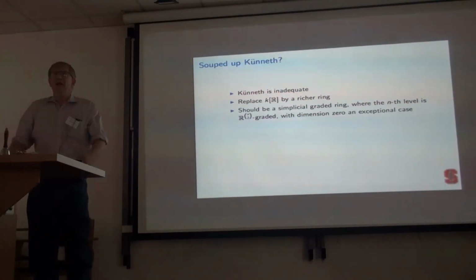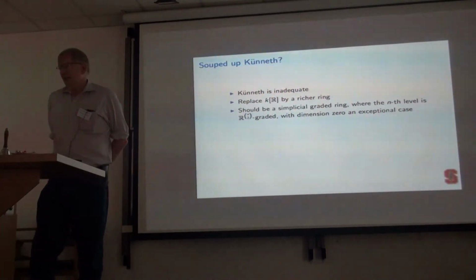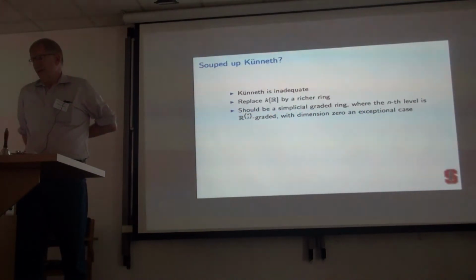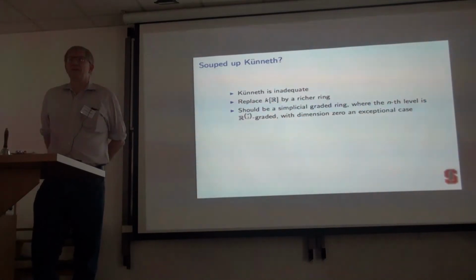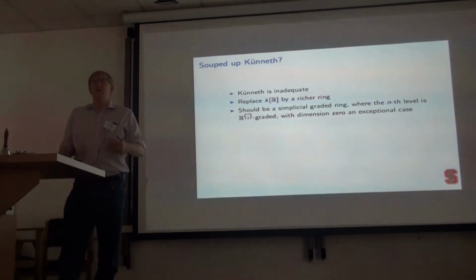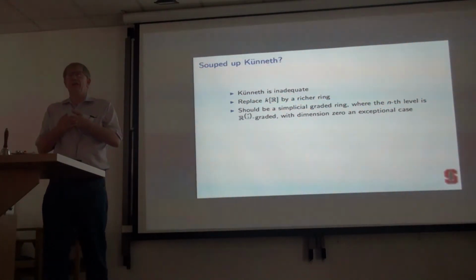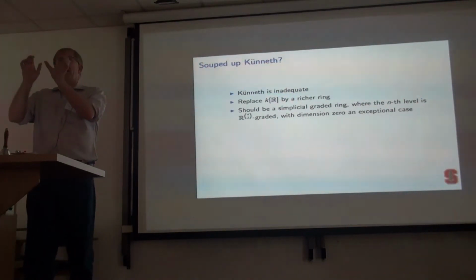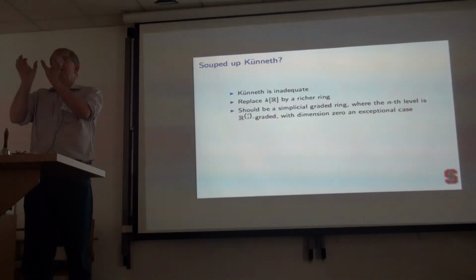And in general, at the nth stage, it should be R to the n choose 2 graded. And again, the way I've written here, dimension 0 is a slightly exceptional case. But in any case, the idea being to embed K of R plus into some bigger ring, which allows us to differentiate between different directions. In other words, the gradings are corresponding to the different directions.